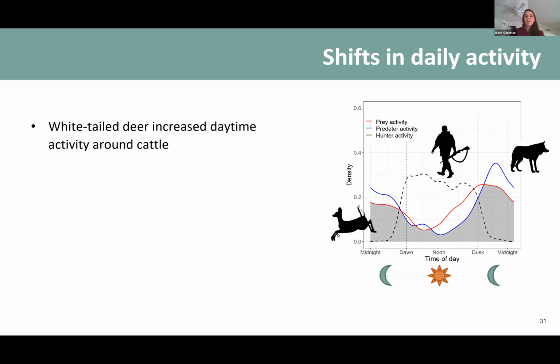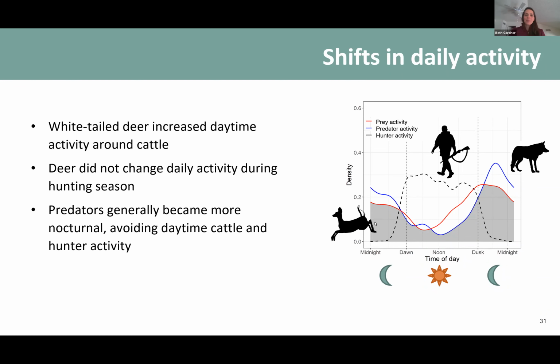And here's just one example where you can see the white-tailed deer activity patterns shifted in relation to hunting activity, as well as predators. So what we found was, oh, I'm so sorry. The deer did not change during hunting season. They increased their activity when there were cattle present. They didn't change during hunting season. However, the predators became more nocturnal during hunting season.